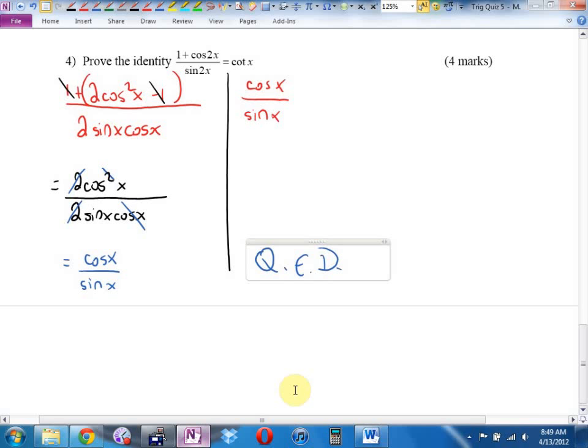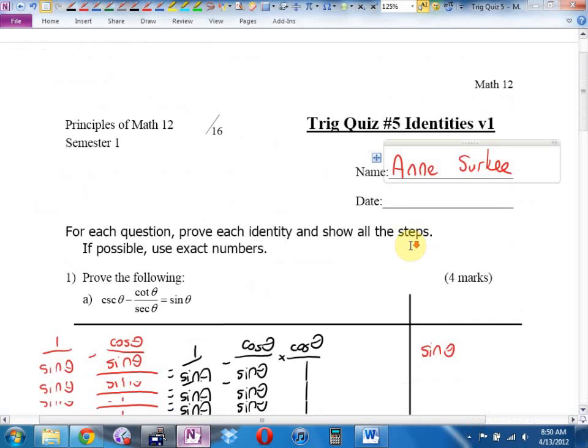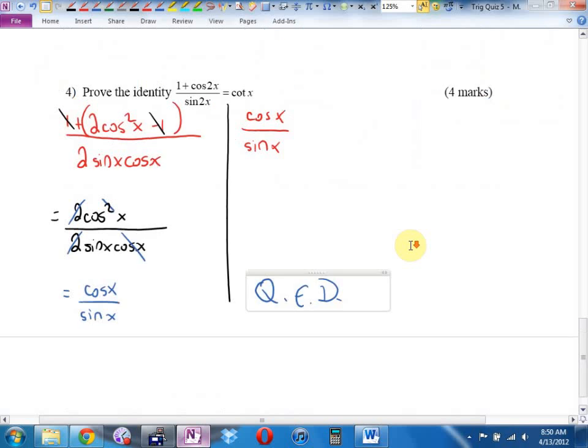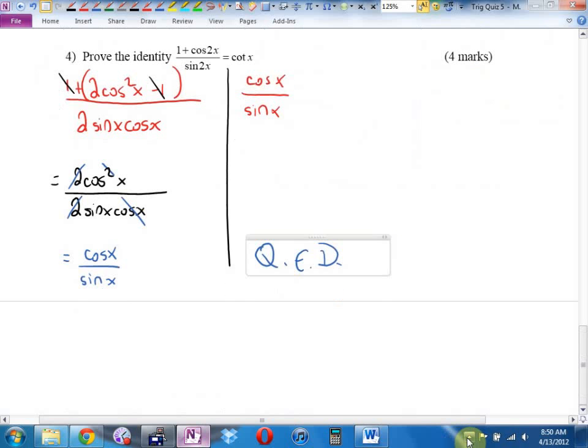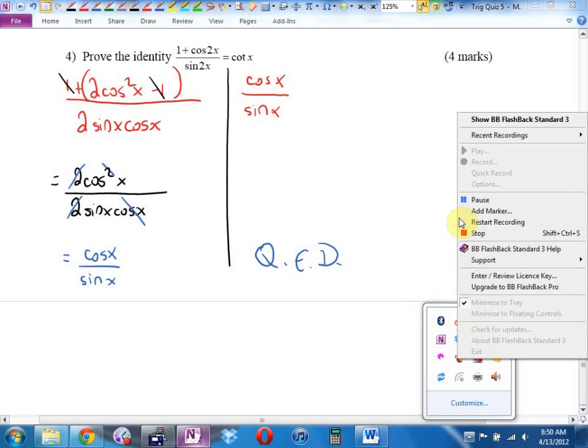Give yourself a score there out of 4. Now, this quiz is out of a total of 16. You can give yourself a score out of 16. Also, if any of you need to come lawyer with me because you did your identities differently or you didn't get to the same answer, now is the time.